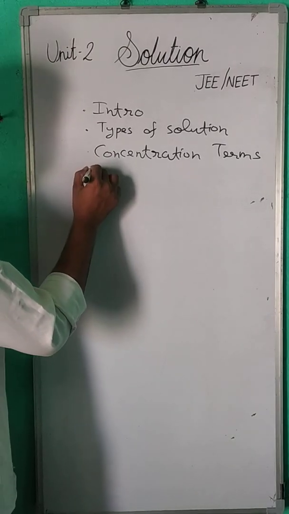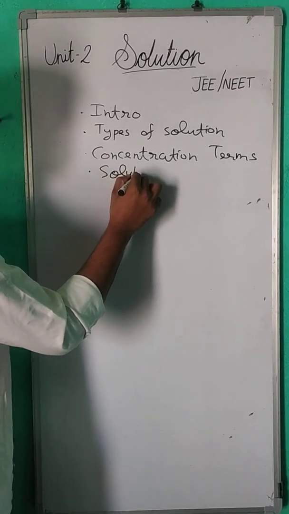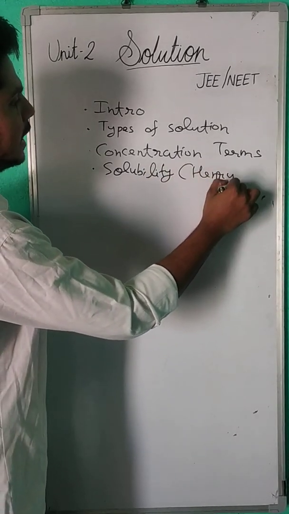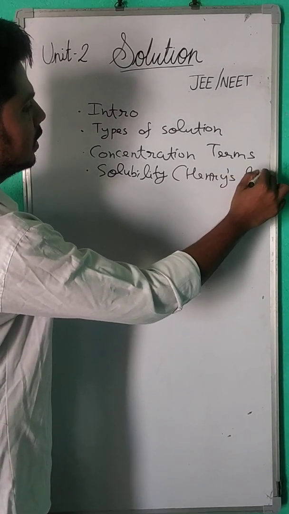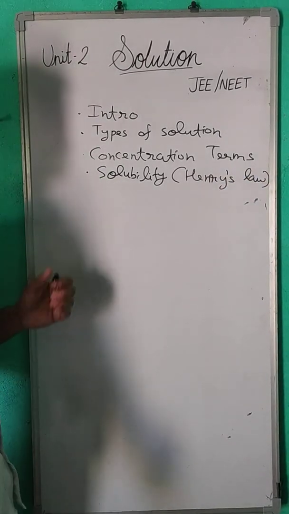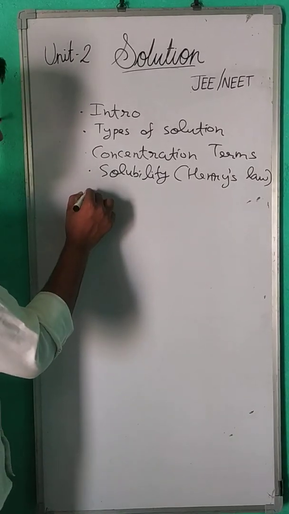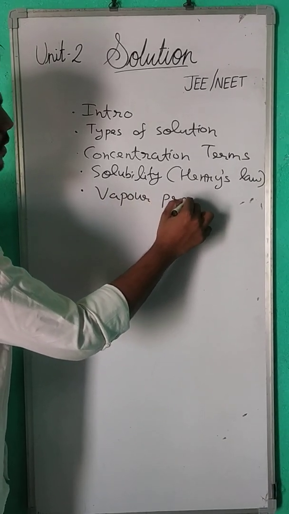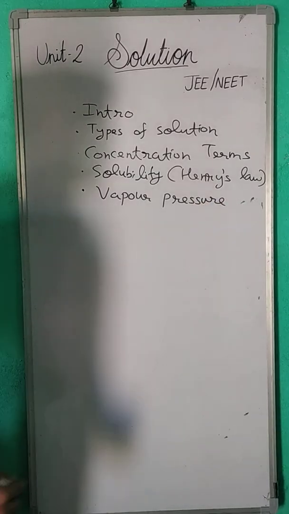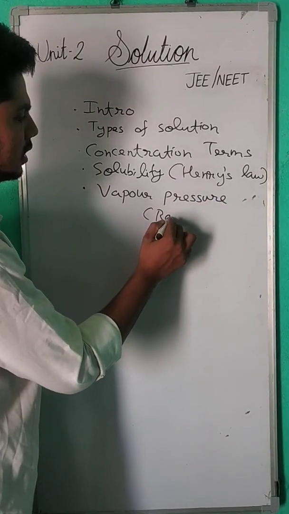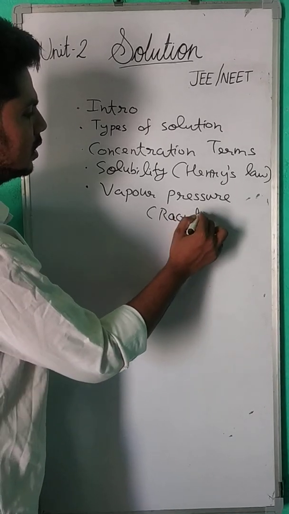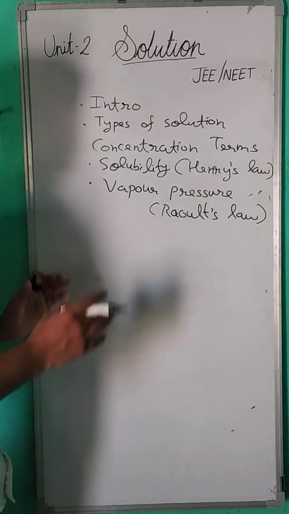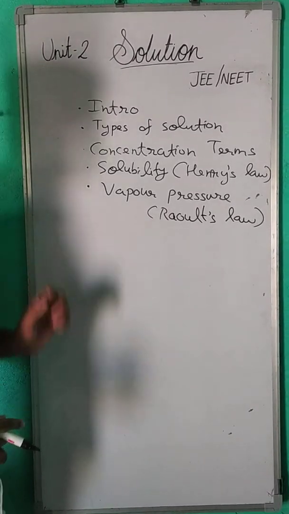Then we will see solubility. In solubility, we will focus on Henry's law. Henry's law will be studied for a gaseous solute in a liquid solvent. Then after this we are going to focus on vapor pressure. In vapor pressure you will see Raoult's law. Raoult's law for two kinds of solute will be there: volatile solute and non-volatile solute. That we'll discuss later.